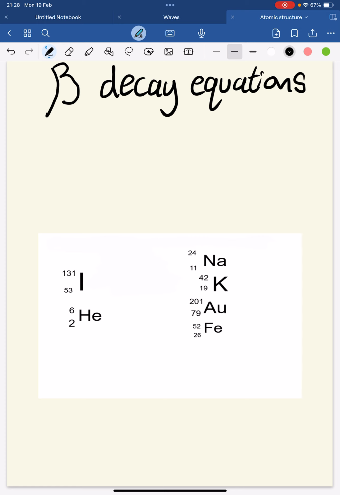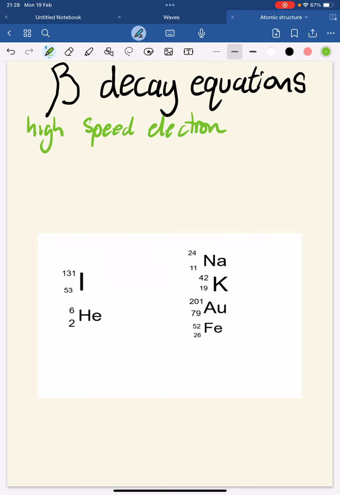Well, a beta particle, of course, is a high speed electron. It is much smaller than an alpha particle. An alpha particle, remember, is made up of 2 protons and 2 neutrons. It is a helium nucleus. Beta is just a single electron with a negative charge.